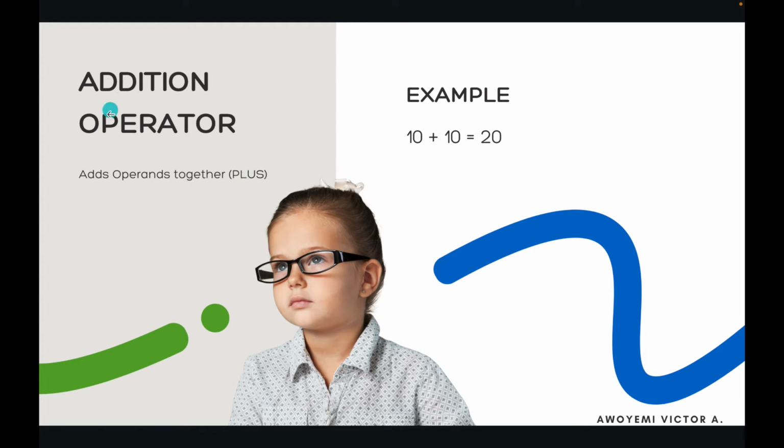Now let's talk about the addition operator. The addition operator adds operands together using the plus symbol. Take for instance, this example: 10 plus 10 will give us 20. So 10 is our left operand, while this 10 is our right operand, and this plus symbol is our operator which performs an action on both the left and the right operand to give us 20. So this is an example of how to write an addition operator in C programming language.